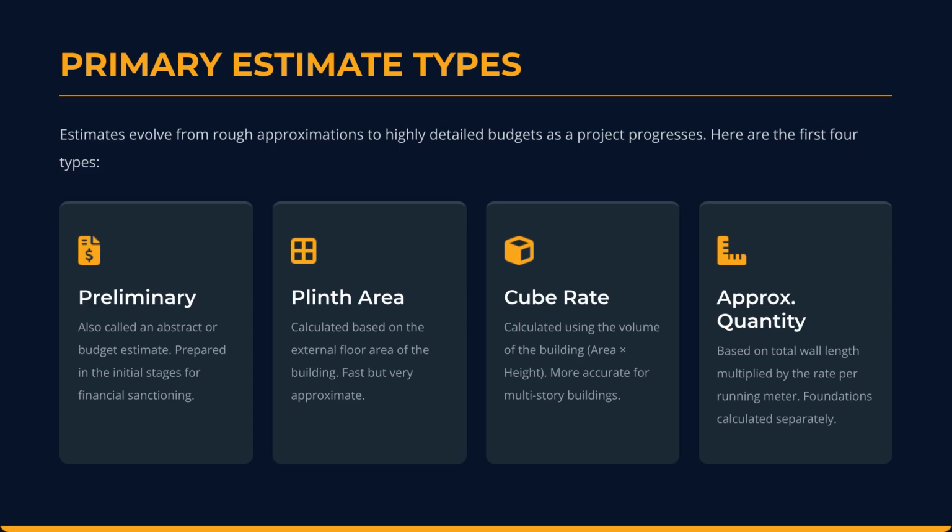We can divide estimates into two main categories: initial planning estimates and advanced execution estimates. During the initial planning, we rely on four primary types. The preliminary estimate is a rough budget used to get initial approval. The plinth area estimate calculates cost based strictly on floor space. The cube rate estimate factors in the height and volume of the building. And the approximate quantity method calculates cost based mostly on the total length of the walls.